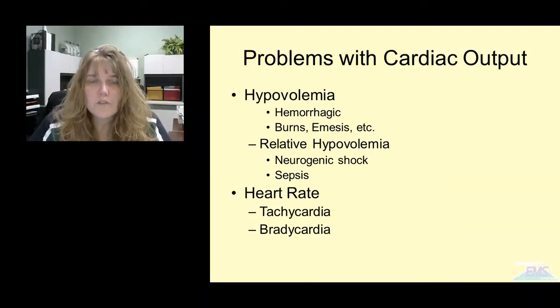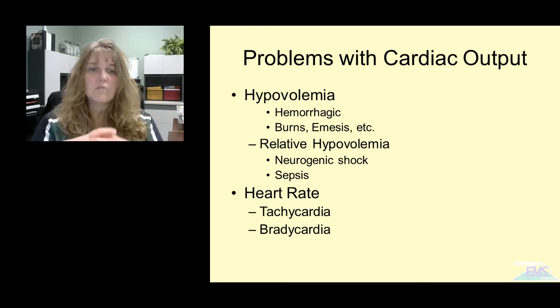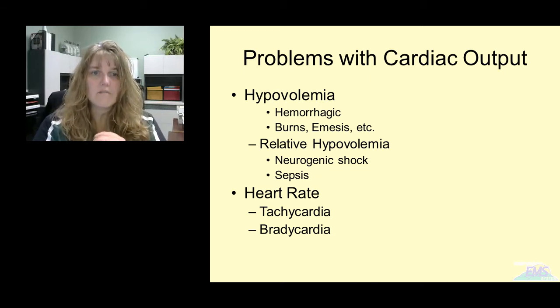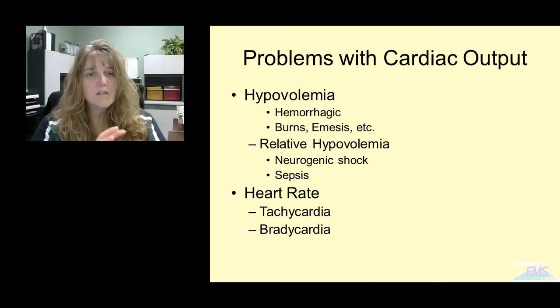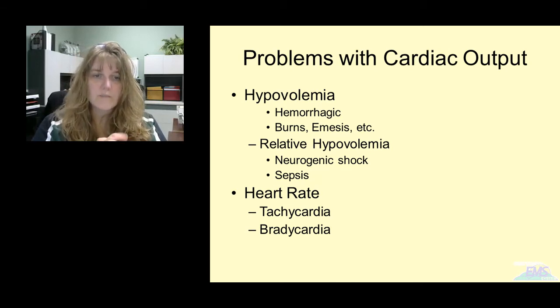So problems that are associated with cardiac output, we talk about hypovolemia. This can be the result of hemorrhage. It could be the result of burns because you have such a fluid shift, the third space shifting in burns. It could be that you have someone who's been vomiting excessively, so they have that hypovolemia as a result of the vomiting. And it can also be a space issue, a space shock issue, like your neurogenic shock and sepsis.